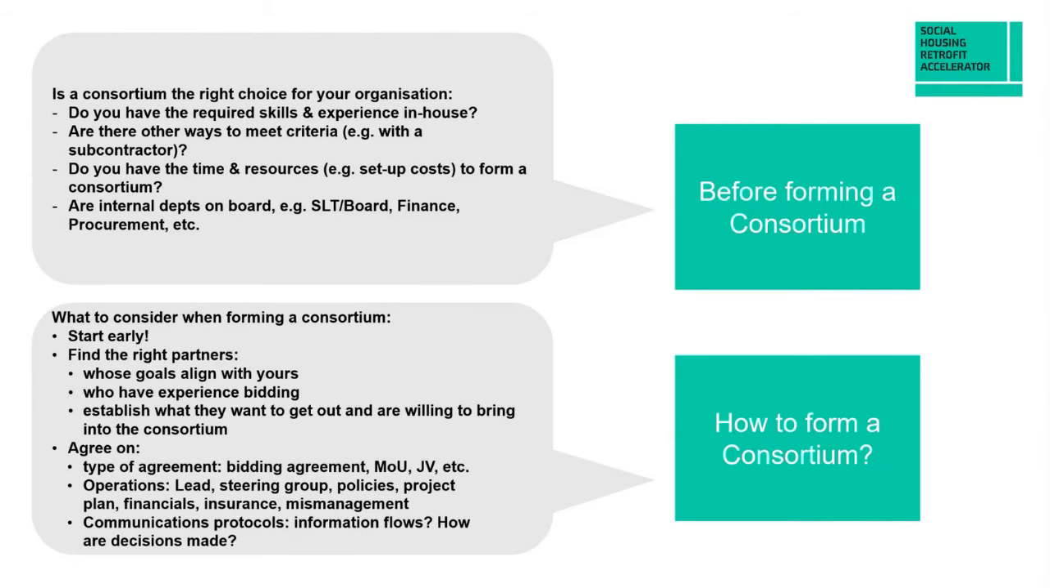And then forming a consortium, start early. It takes time. If you can't start early, it always just makes it more difficult. Find the right partners. Find partners whose goals align with yours. Perhaps who have experience bidding or have something special that they can bring to the consortium from previous projects. Agree on the type of agreement you're going to have.